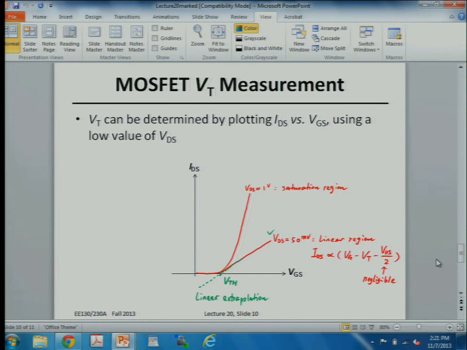We can measure the current as a function of the gate voltage. As illustrated here, you would end up with data points that fall along a straight line, and you can extrapolate down to zero current. Technically, at zero current, the gate voltage is equal to the threshold voltage. So experimentally, we can determine the threshold voltage of a MOSFET this way.